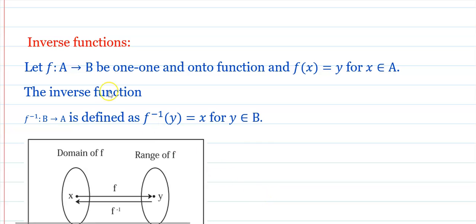Okay, next. Inverse function. Let f be defined from A to B, a one-one and onto function, and f of x is equal to y for x belongs to A. The inverse function, that is f inverse, is defined from B to A, as f inverse of y is equal to x for y in B. Hence whenever there is an inverse function, it must be onto, as well as a one-one function.